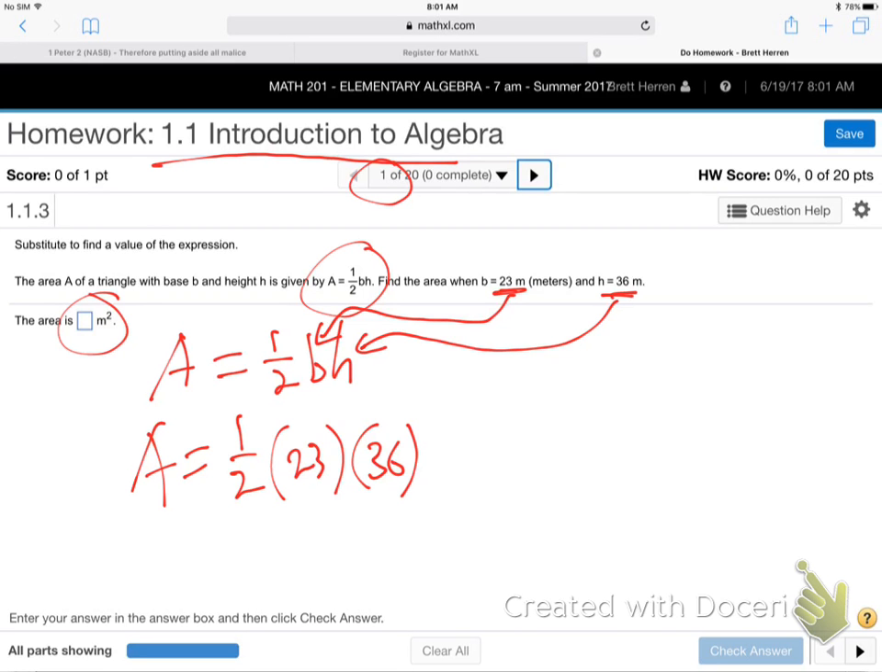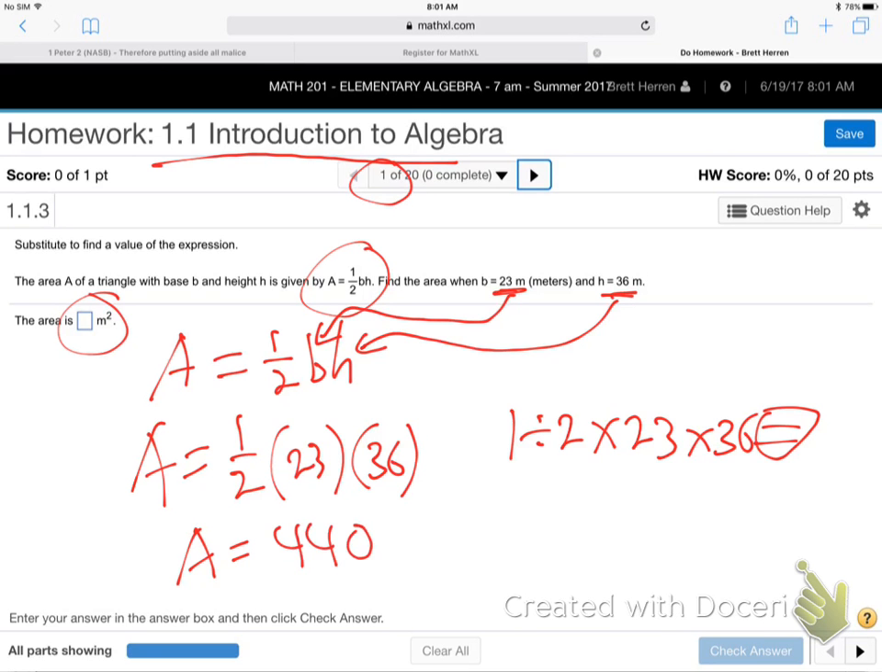And then you can use calculators. You can just hit the buttons on your calculator. You can just go 1 divided by 2 times 23 times 36, hit equals, if you want. And I don't know what that is. Somebody have it? What is it? 440? Mm-hmm. 440. No, 414. 414? Gotcha. 414.